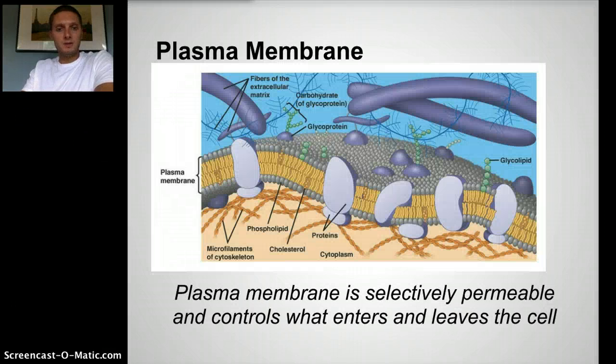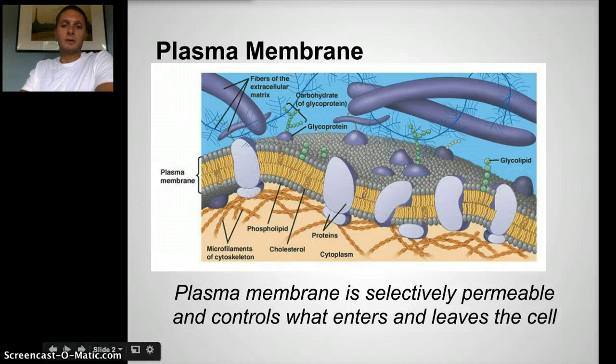So the plasma membrane is a very important part of the cell overall, and it's what controls what goes in and out of the cell, and it's actually a very complex organelle and part of the cell because it has a lot of different components to it.